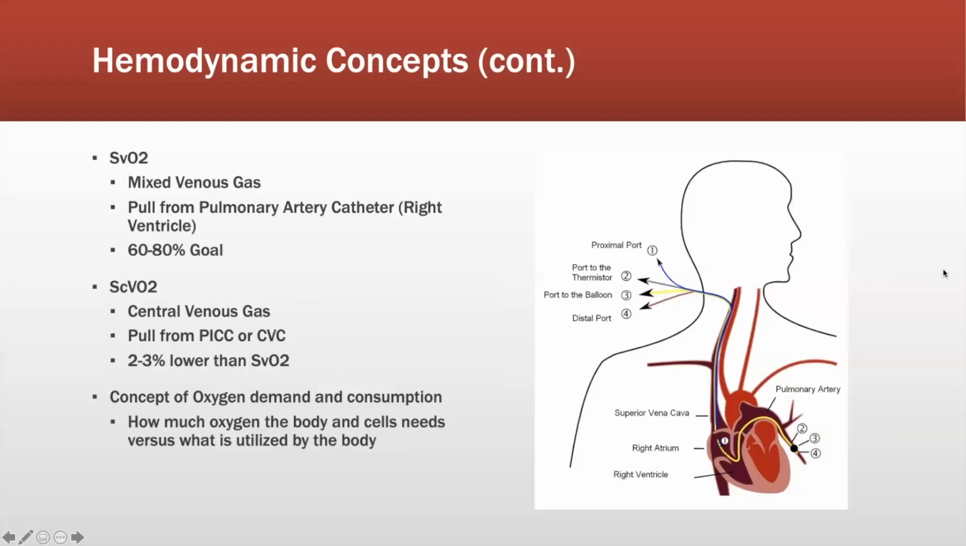So if you don't have a PA catheter in, but you do have a CVC or a PICC line, if you want to know your mixed venous gas, you can pull a central venous gas. So you know what oxygen demand and consumption is actually occurring. This helps to indicate how much oxygen the body and cells need versus what is utilized by the body. And this is really important in septic states and other shock states, so you know what is happening at the cellular level within your patient.